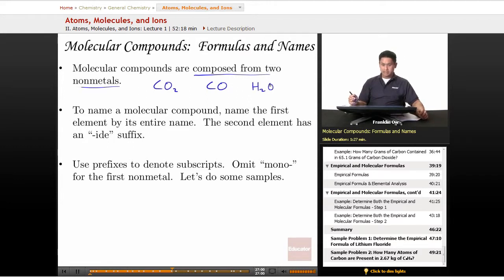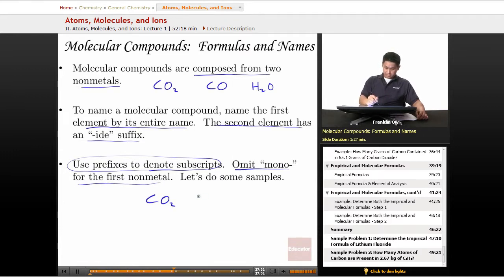Now, to name a molecular compound, the rules are going to be very similar, with just one main exception. We're going to name the first element by its entire name, and then the second element has an -ide suffix. And this time we do pay attention to the subscripts. We're going to use the Greek prefixes mono, di, tri, tetra, etc. to determine what the subscript is. However, you omit mono for the first nonmetal.